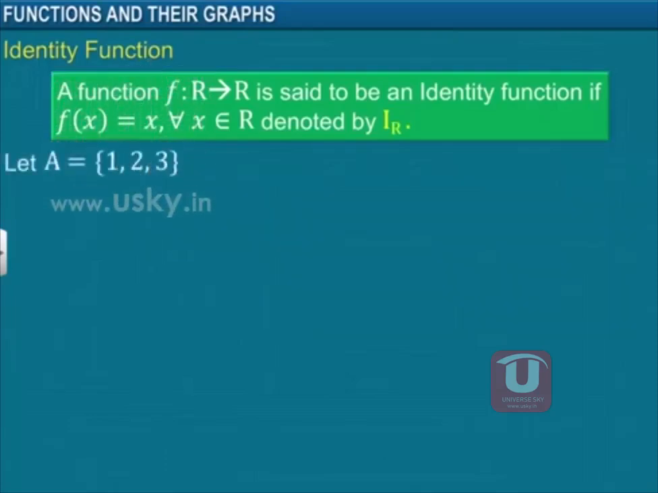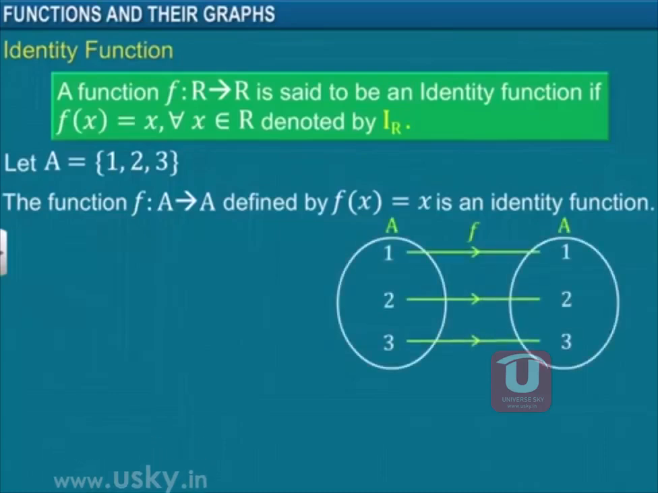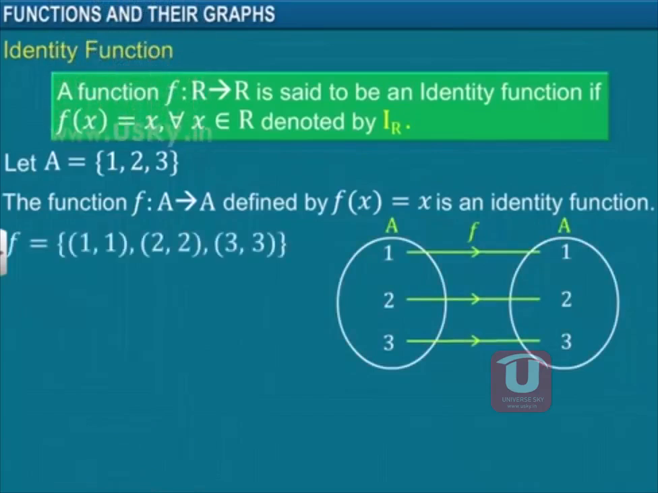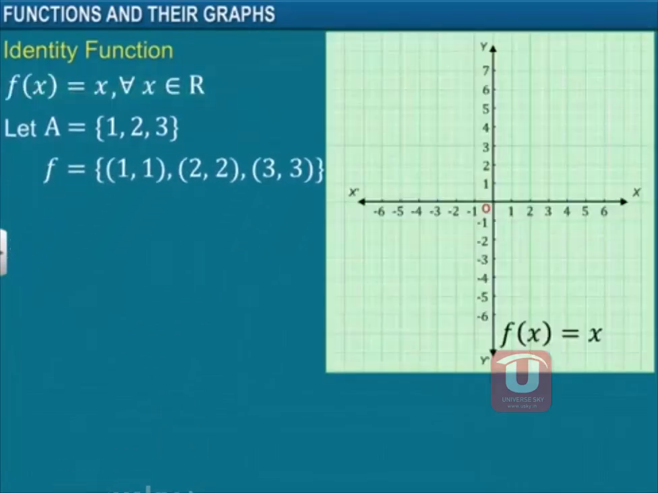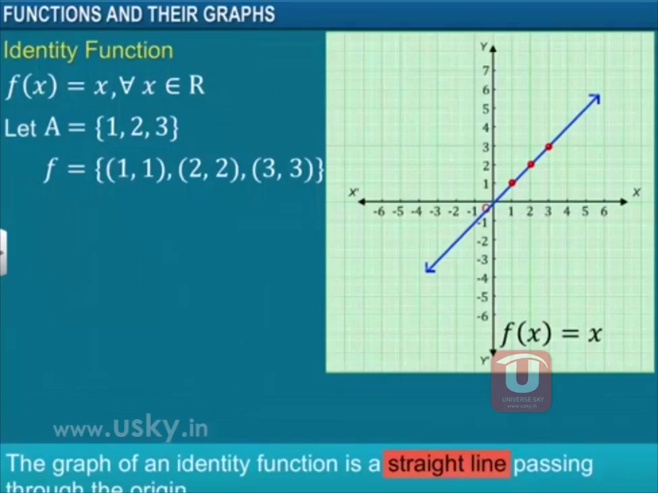Let A be the set having elements 1, 2, and 3. Then, the function f defined on A by f of x is equal to x is the set of ordered pairs (1, 1), (2, 2), and (3, 3). This is an identity function. Since both the entries or the elements in the ordered pairs are the same, the graph for this function will be a straight line passing through the origin.